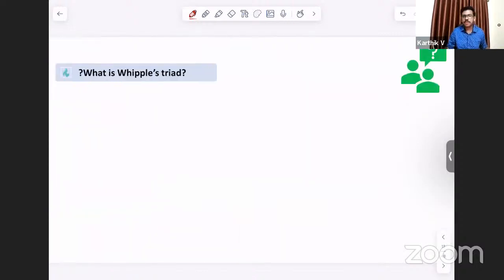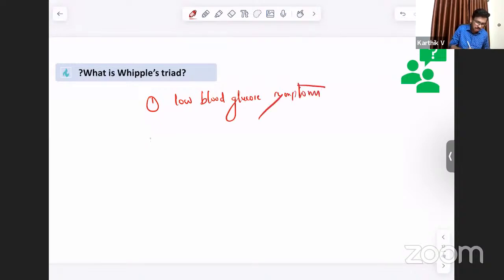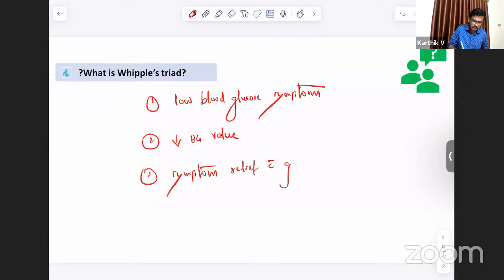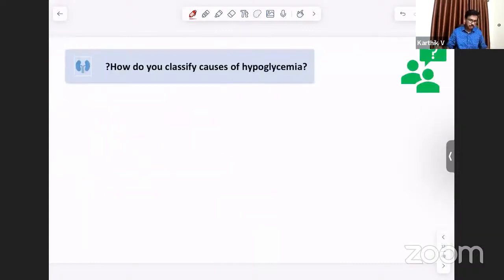Okay, so what is Whipple's triad? We have already seen: there should be low blood glucose symptoms, that is hypoglycemic symptoms, accompanied by a low blood glucose value and symptom relief with glucose. So if you are able to make sure that Whipple's triad is satisfied by taking the history of the patient, then there is a high likelihood that the patient is suffering from a hypoglycemic disorder.